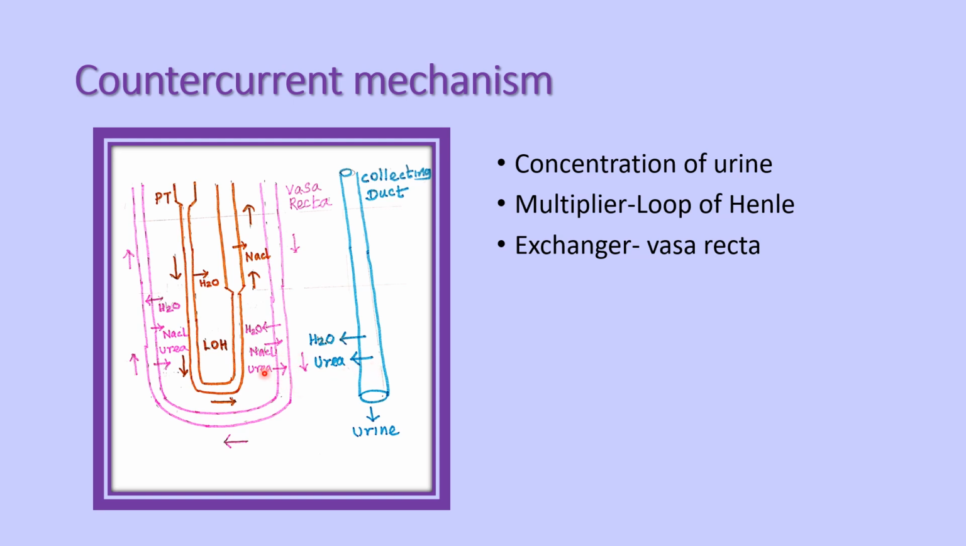The urea is facilitated diffusion from the collecting duct, that is again reabsorbed through the descending vasa recta, and it also maintains the medullary hyperosmolality. In the ascending vasa recta, it secretes the urea and sodium chloride. At the same time it reabsorbs the water. So it is important for the exchanger. The vasa recta acts as the exchanger.